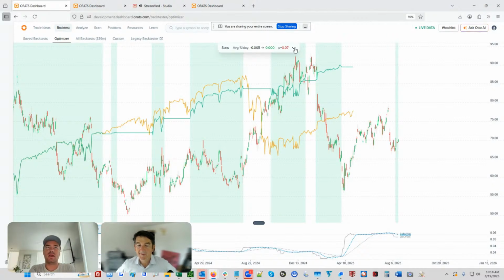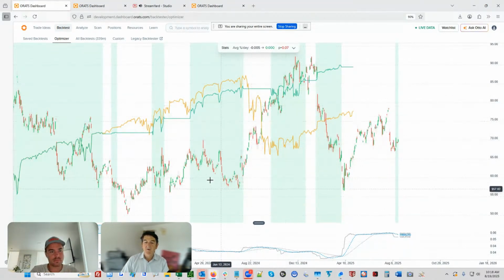So that means that this indicator only has a 7% chance of impacting the strategy positively in a random way. So what it's saying is it's pretty likely that it's an actually good indicator. Yeah. And you want to find ones that make sense too. Like, why is this making sense?